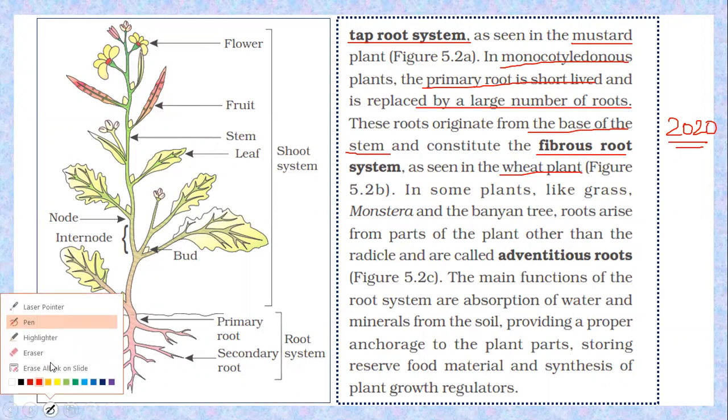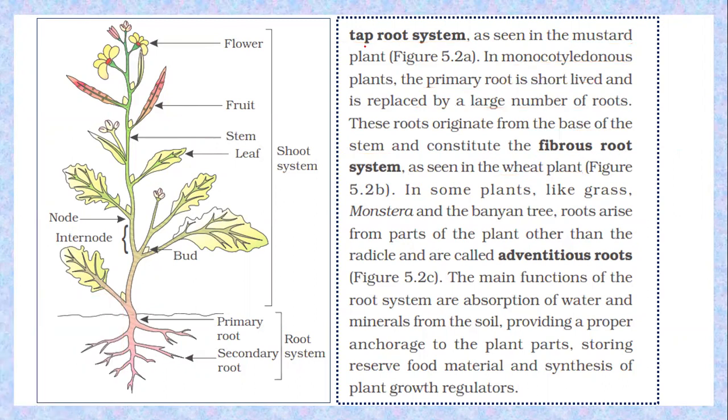Done, everybody. Once again, I will highlight the points for you. The primary root along with its branches will form the taproot system as you see in a mustard plant. And in monocot plants, the primary root is short-lived and is replaced by a large number of roots. These roots originate from the base of the stem and constitute a fibrous root system.